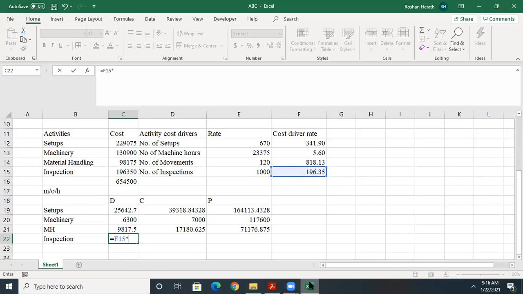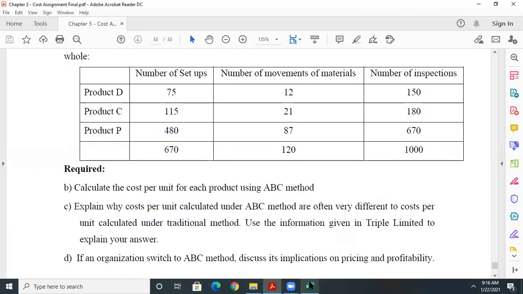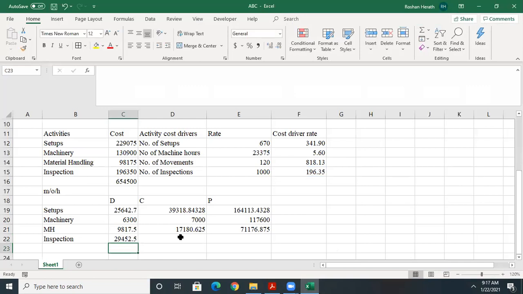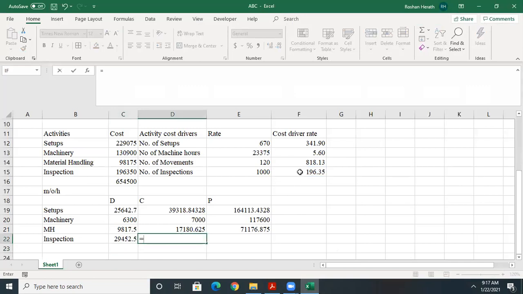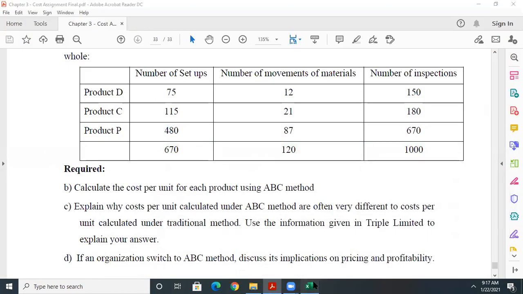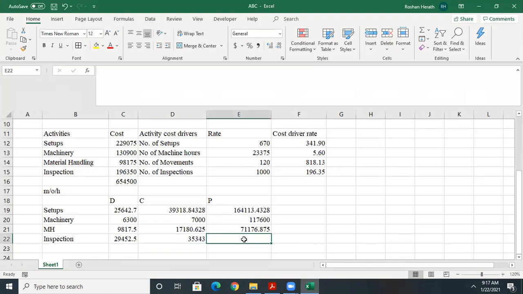$196.35. Inspection 150. Just 180. And finally, 670.